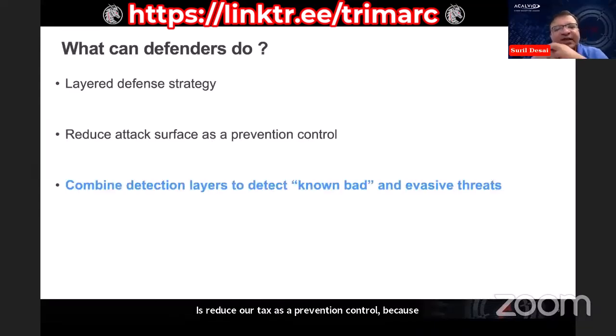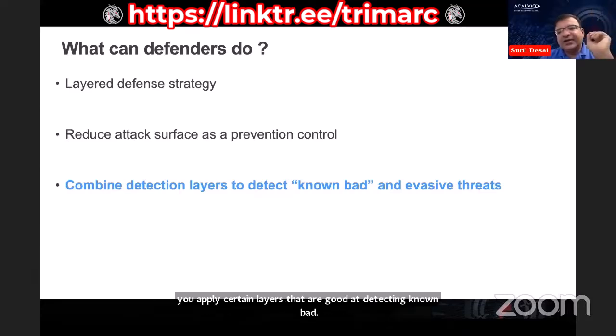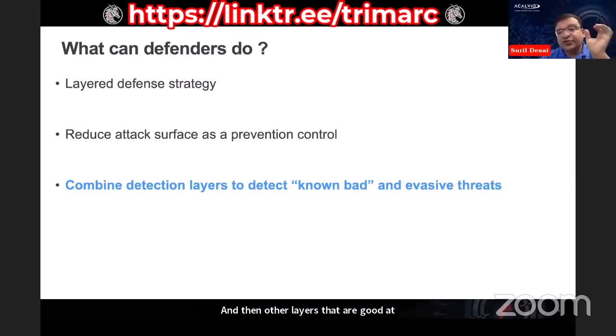Then from a detection perspective, the idea is that no one layer can be comprehensive in itself. Each layer has its own prism and its own ability to detect a certain class of attacks, but the attackers have too many options. So effectively, if you want comprehensive detection coverage, the best approach is to combine detection layers. You apply certain layers that are good at detecting known bad, and other layers that are good at detecting evasive threats for which you may not have a priori knowledge of the attacker TTPs.